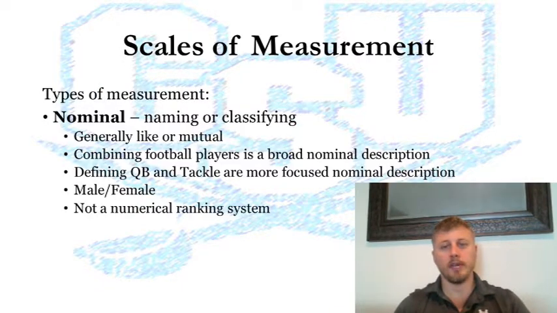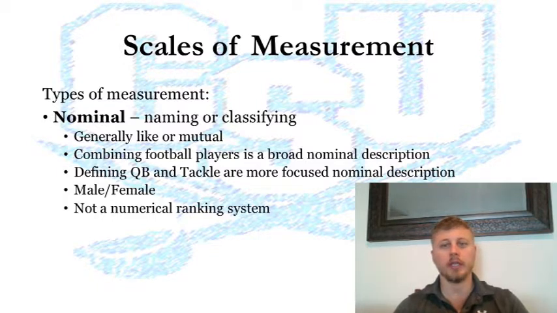So under scales of measurement, there are several definitions we really need to cover. The first one is going to be nominal, and just as the slide says, is generally naming or classifying. I'm going to use football players as an example, but calling a team of football players is kind of broad. So you're using a broad brush to paint that description. These are more qualitative descriptions, if you remember that in the previous chapter.